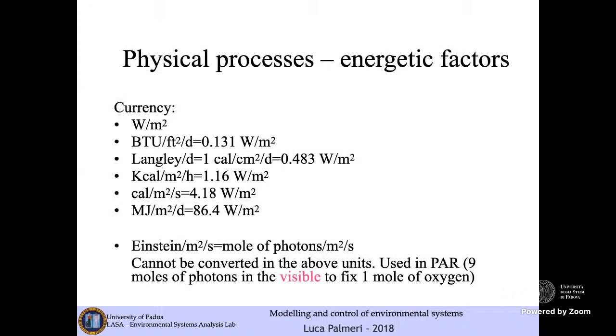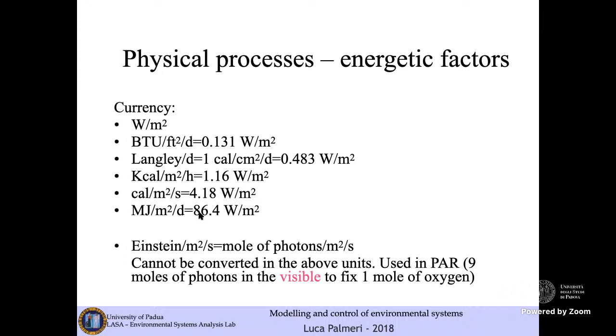Now, we have a problem of defining the currency by which we can measure these energies. This is a list of standard currencies by which we may measure the energy transported by radiations. The classical physical unit is watt per square meter, solar constant. And then here you have a list of conversion factors that allows you to convert from watts per square meter to BTU, Langleys, kilocalories, or calories, or megajoules.